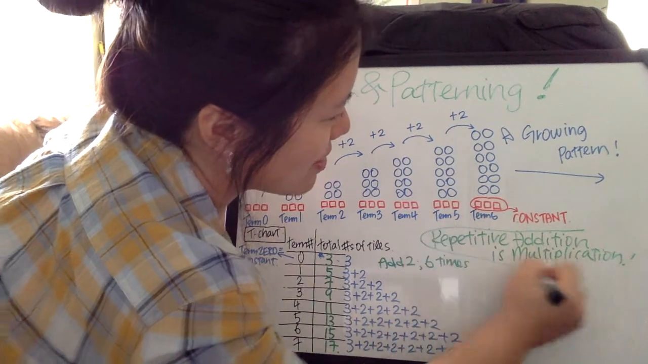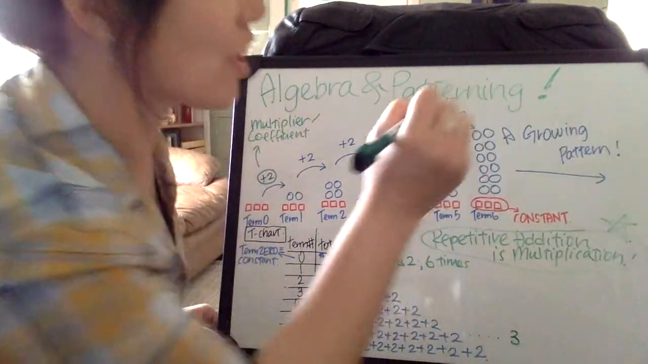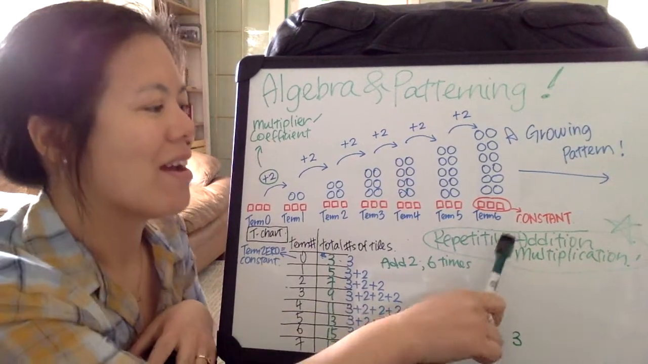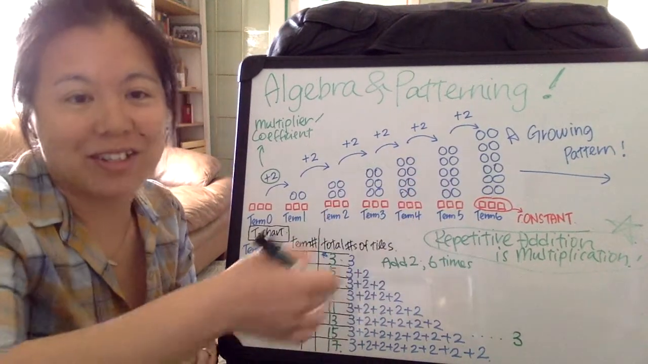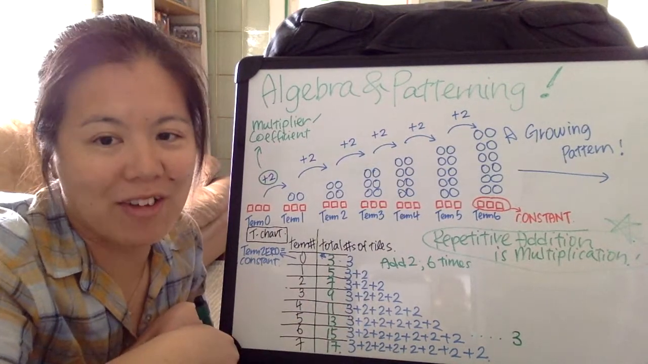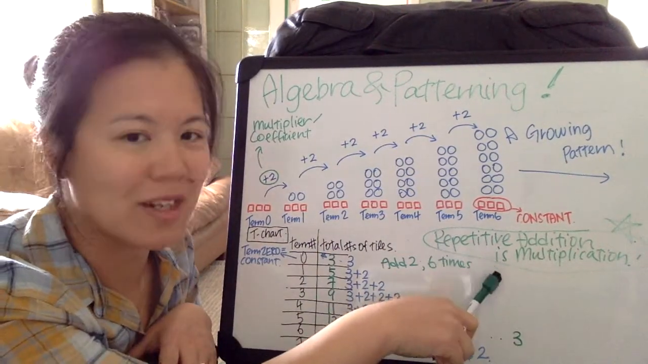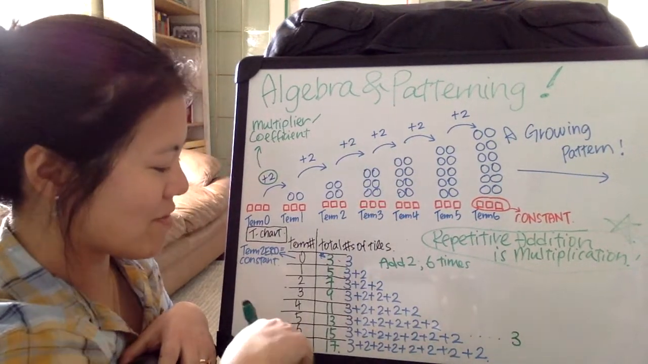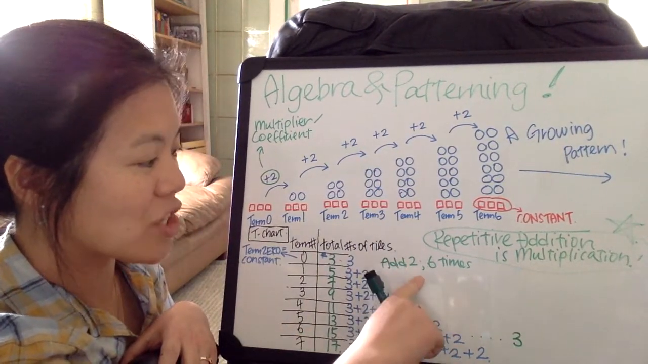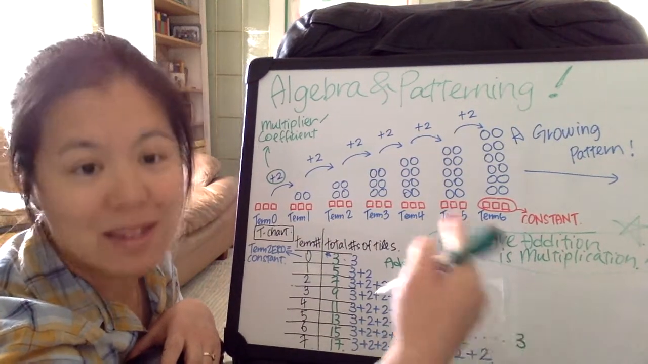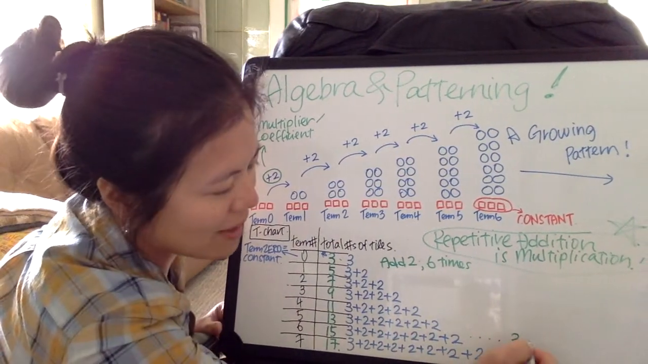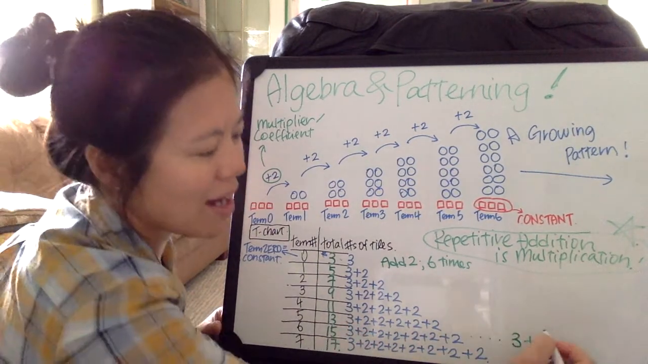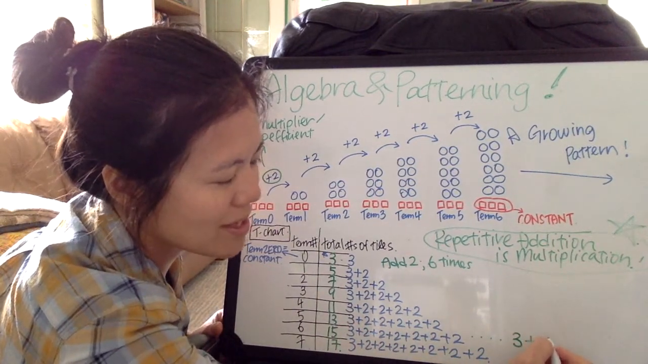This is key because if you're looking at grade 6, 7, and 8 math in Ontario, patterns are actually repeating patterns. So knowing that repetitive addition is multiplication is going to be super important. So going back to term number 6, I am adding 2 six times. As multiplication, how can I represent that? The 3, the constant, is always going to be there. So 3, and you are adding 2 six times.